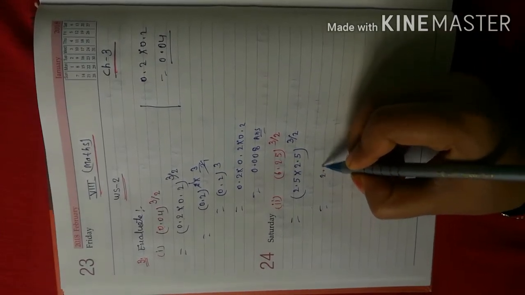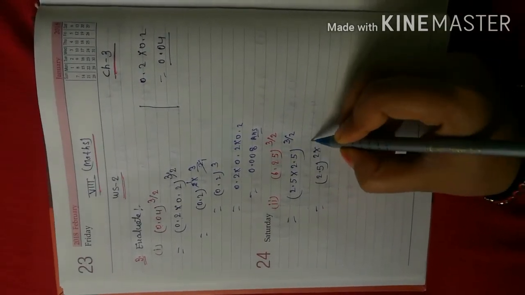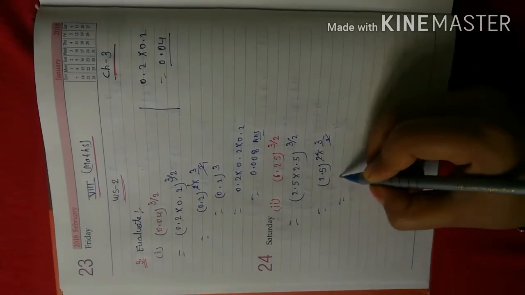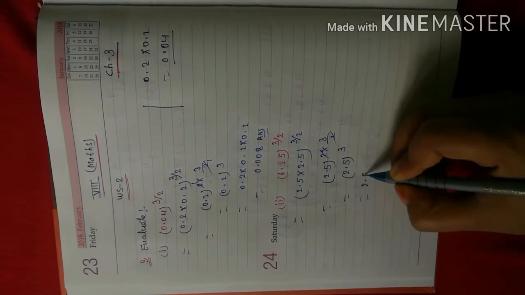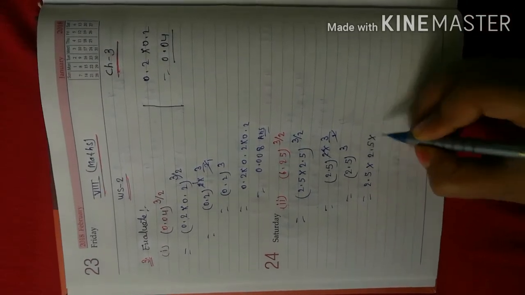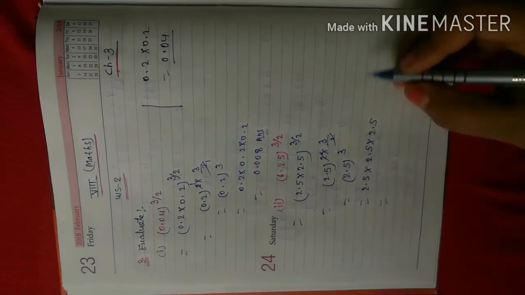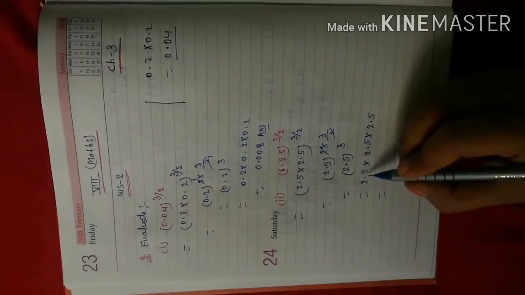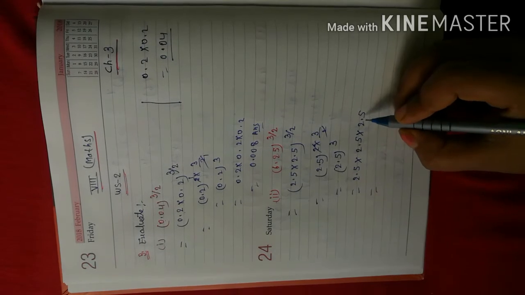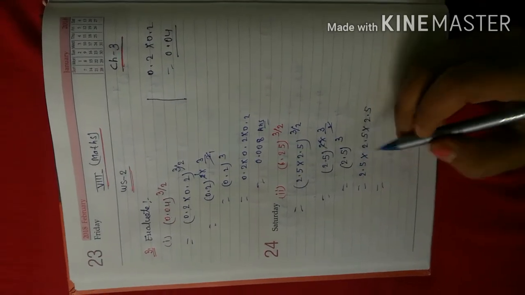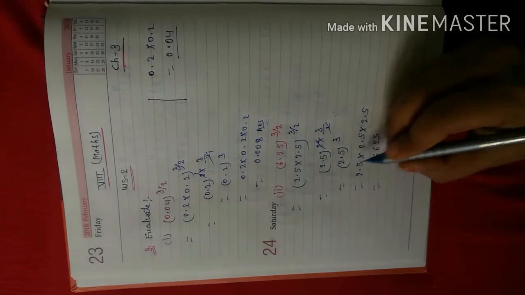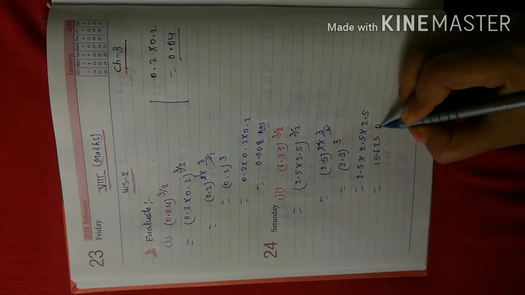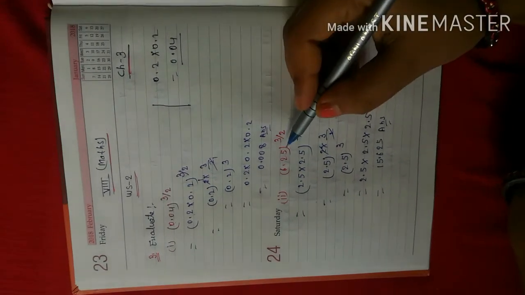Now we can write 2.5 whole to the power 2 into 3 by 2. Here we can see 2.5 whole to the power 3. So we can write 2.5 into 2.5 into 2.5. It means the cube of 25 equals 15,625, and after 1, 2, 3, 3 digits we will put the decimal. In this way we have completed our second part. Now we will do the third part.